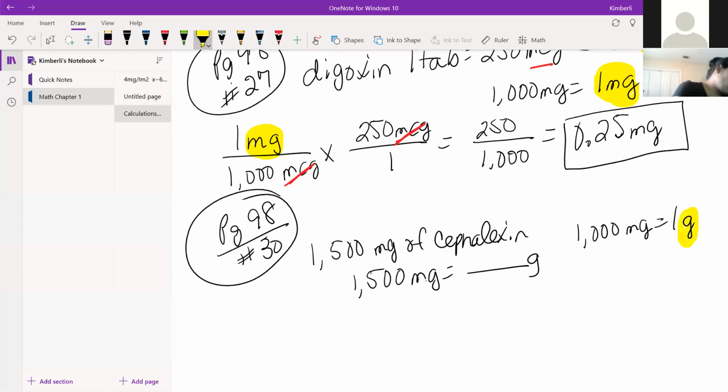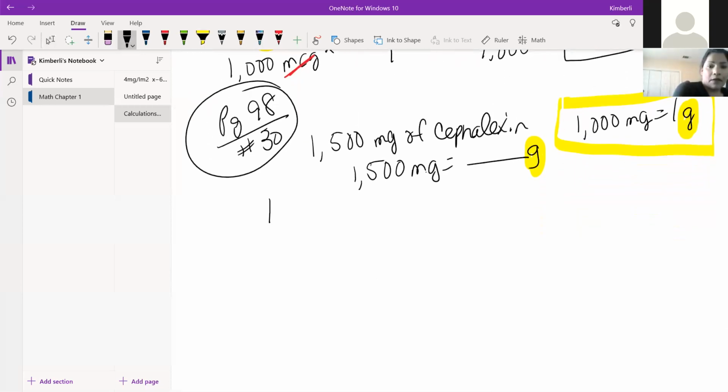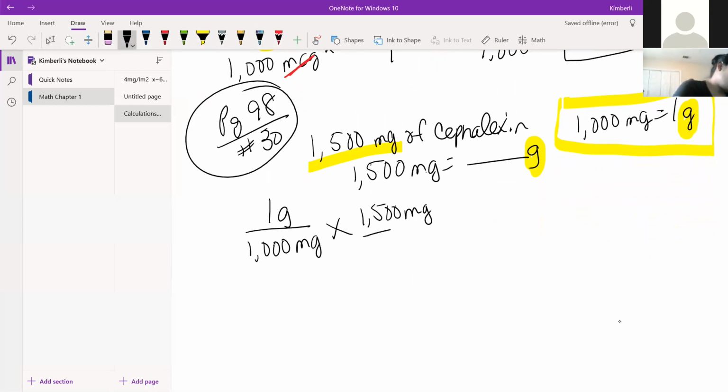Okay, there's the gram, there's the gram. I want to end up with gram. So I'm going to take this conversion factor here, and I'm going to put the 1 gram on top, because that's what I want to end up with, over 1,000 milligrams. And I'm going to multiply it by what they gave me, which is 1,500 milligrams. And I can put it over 1 and make a fraction out of it. My milligrams are going to cancel, which is good because I don't want them in my answer.